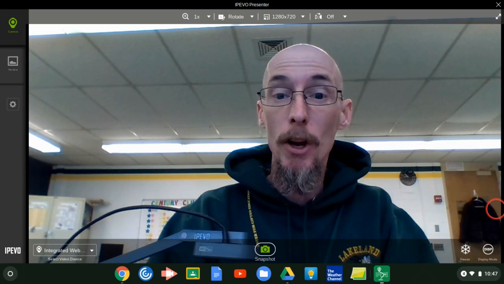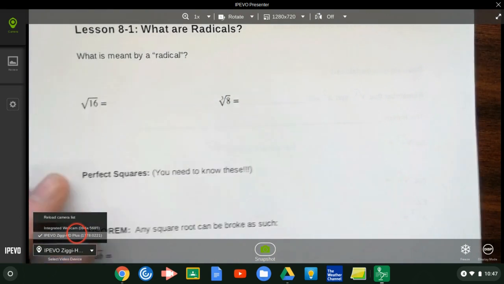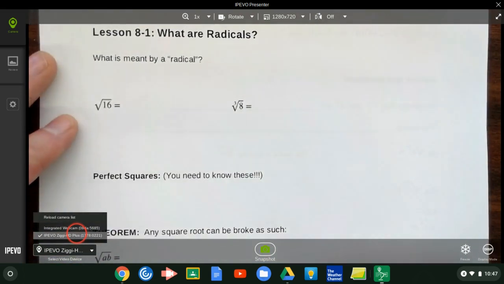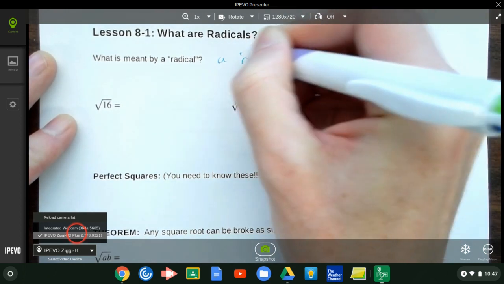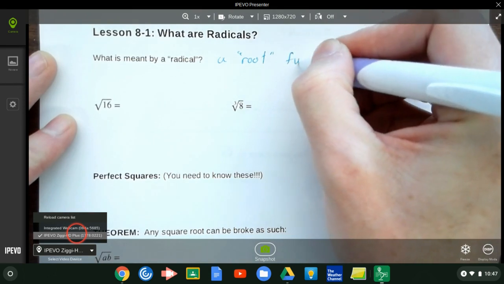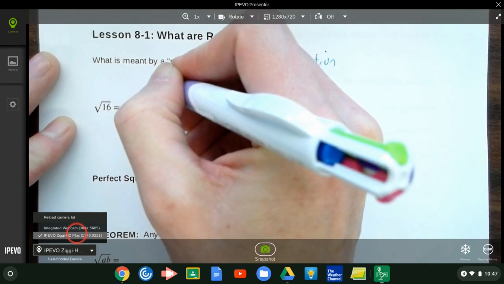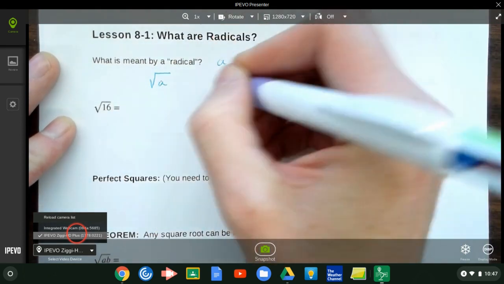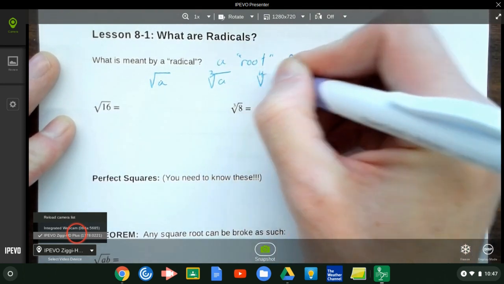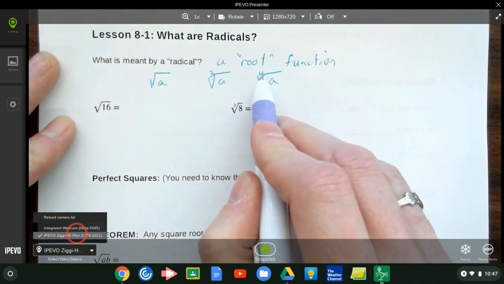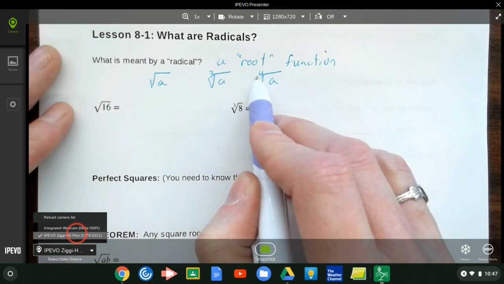So let's take a look at radicals, okay? Our worksheet, lesson 8.1, is on radicals. And what do we mean by a radical? Well, a radical is a root function. I'll put root in parentheses like that. You're used to seeing these written as square root of a. We can do other roots. There's cube root of a. We can have fourth root of a. This is what's called the index. Not that I really need you to know that, but it's telling you which root it is.